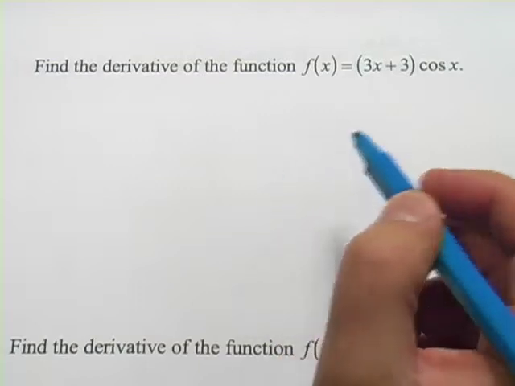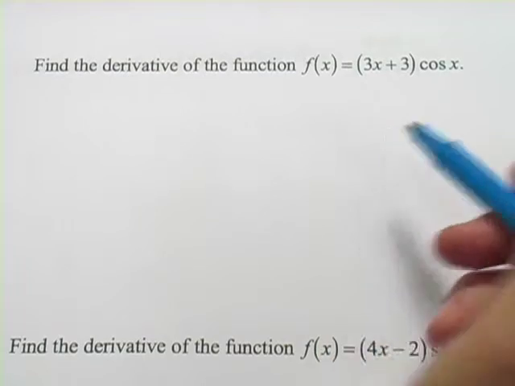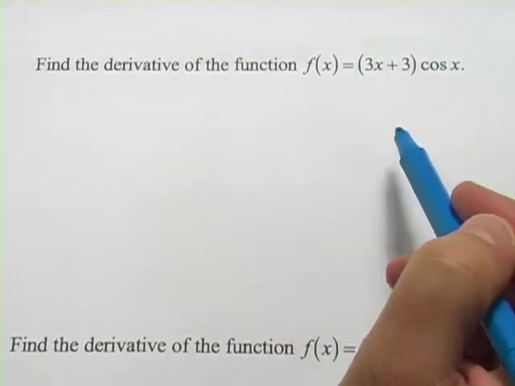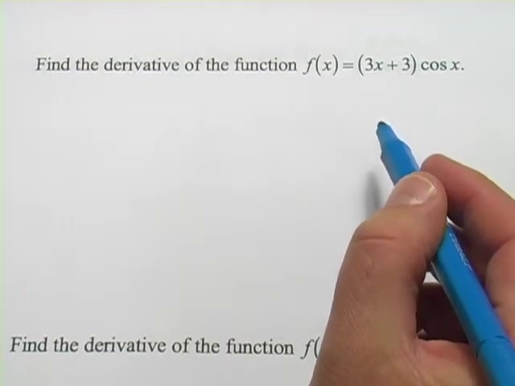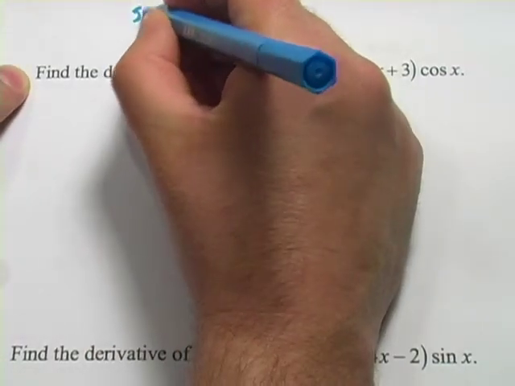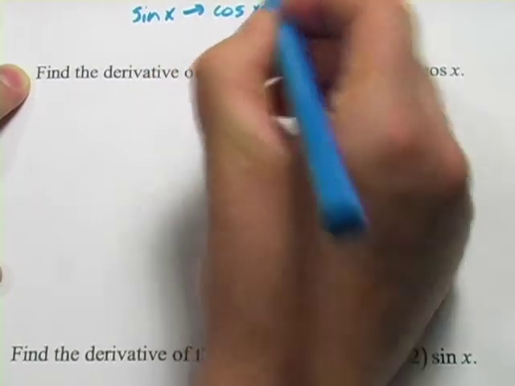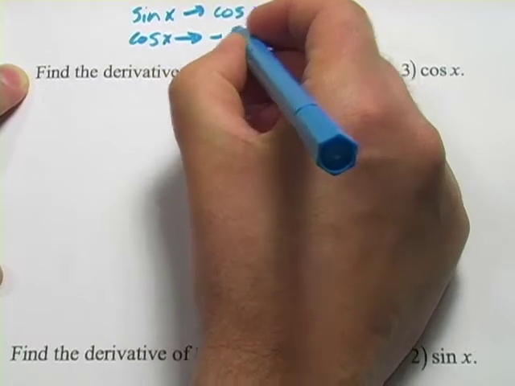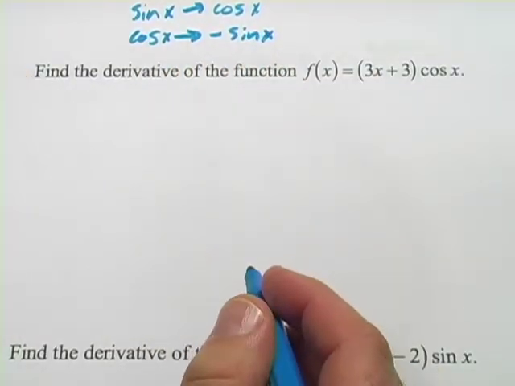In these problems, we're working on finding the derivatives of some functions that have trig functions in them and are either products or quotients. So we're going to need to know our trig derivatives, and we're going to need to use the product rule or the quotient rule. And so a quick review on the trig derivatives. The derivative of sine of x is cosine x. And the derivative of cosine x is negative sine x. I think that's all you'll need to know for this set of problems.